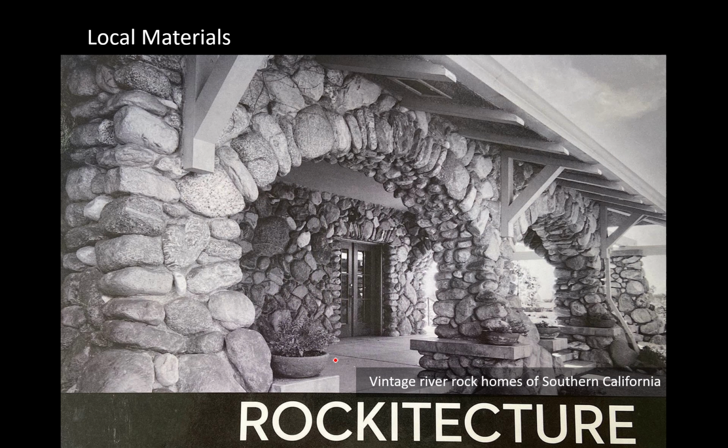mud bricks together. Here's a photo from a book called Rocketecture, and it has these homes in Southern California that are made from river rock. And we have a lot of these rounded stones all along the foothills in Southern California. The rocks are washing down from the mountains and they're becoming more rounded as they come down. And in some cities in the foothills, you can barely put a shovel in the ground without finding a ton of these rocks. So they were local, readily available, and you can use them as masonry, glue them together.